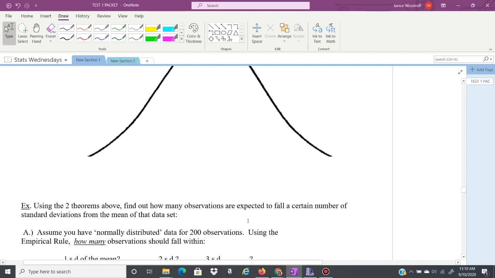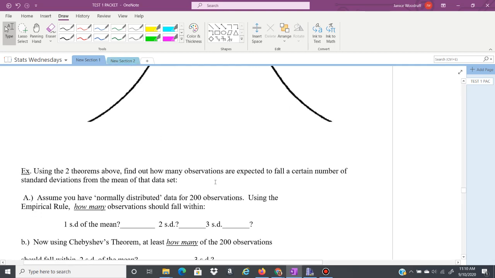All right, so we got a curve here. We're going to do that on the example, I think. So I'm going to leave that for right now. Let's do the theorems first.